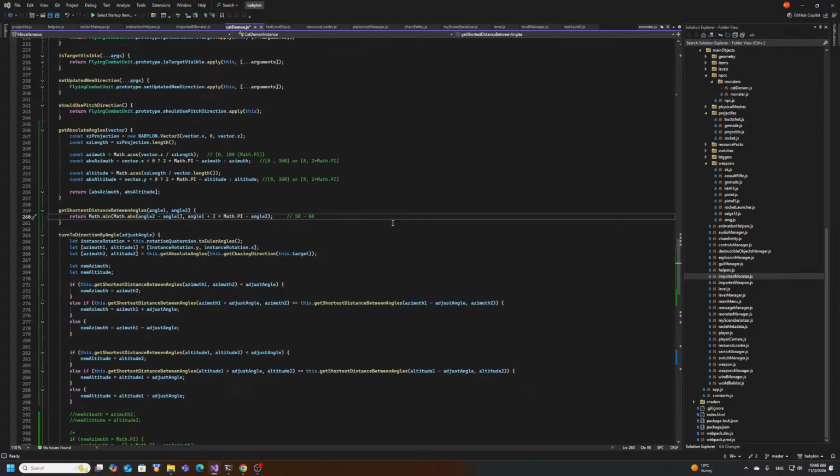Okay, so the distance between them is 10. The shortest distance between them is 10 degrees, right? But look what will happen if, for example, we have angles like that. We have 3, 5, 9, and for example, the second one is 1. The actual distance between those two angles is actually 2. It's shorter.